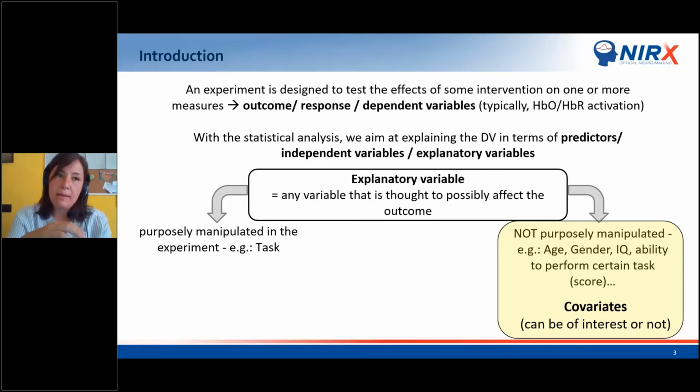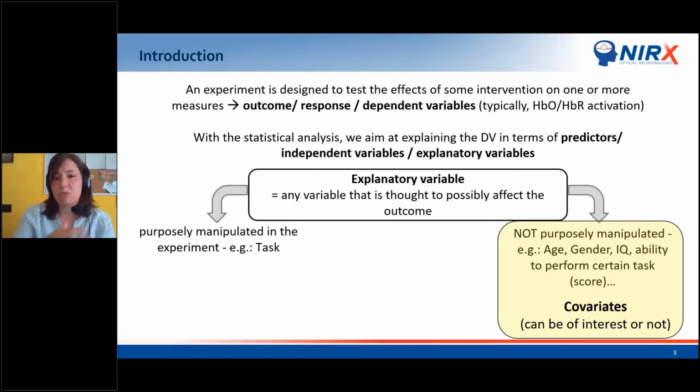So remove the effect of, for example, age or gender from the analysis, but it can also be that we are interested in the effect of age or gender or IQ. So the covariates can be either of interest or not of interest, or we just want to control for it.